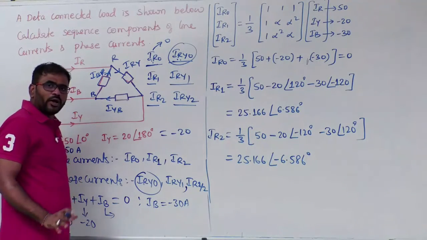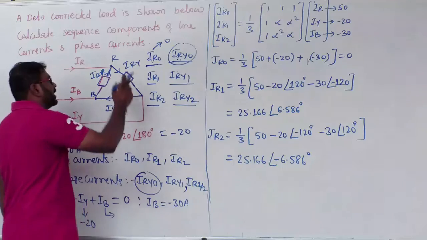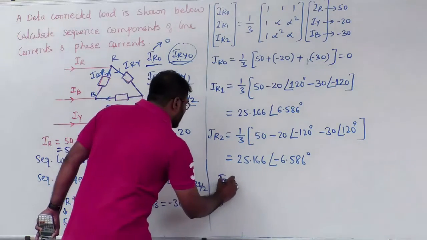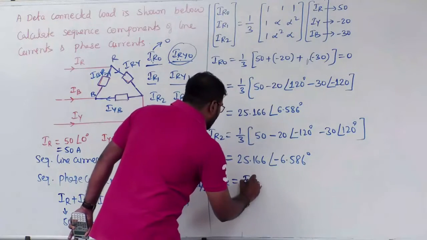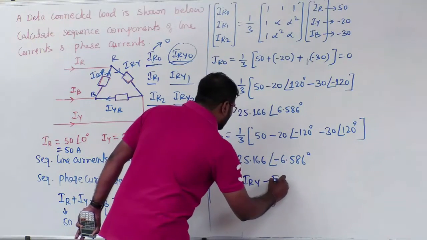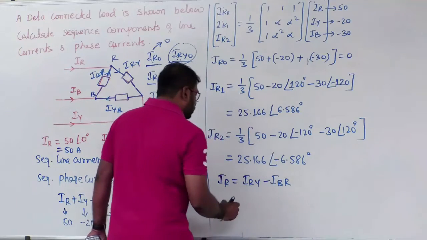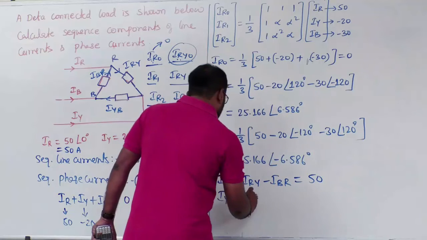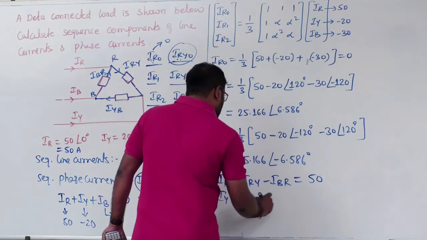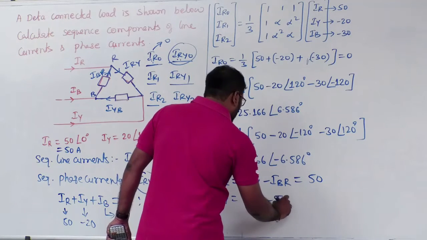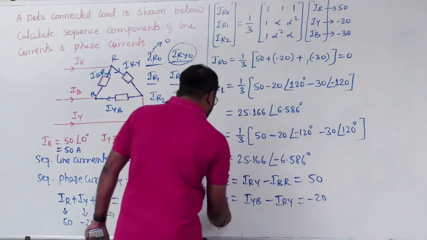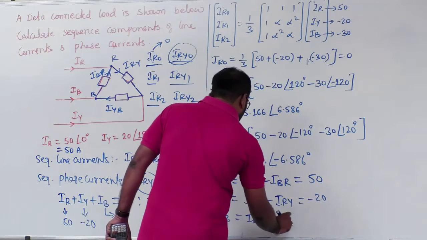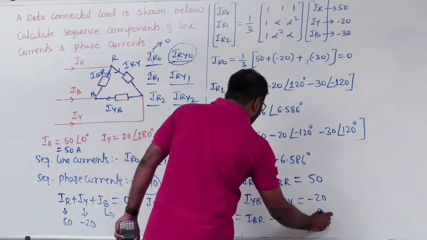So if you want to calculate IRY0, I need to know IRY, IYB, IBR. But what is the relation here? IR equal to IRY minus IBR, that is equal to 50. IY equal to IYB minus IRY, that is equal to minus 20. IB equal to IBR minus IYB, that is equal to minus 30 amperes.